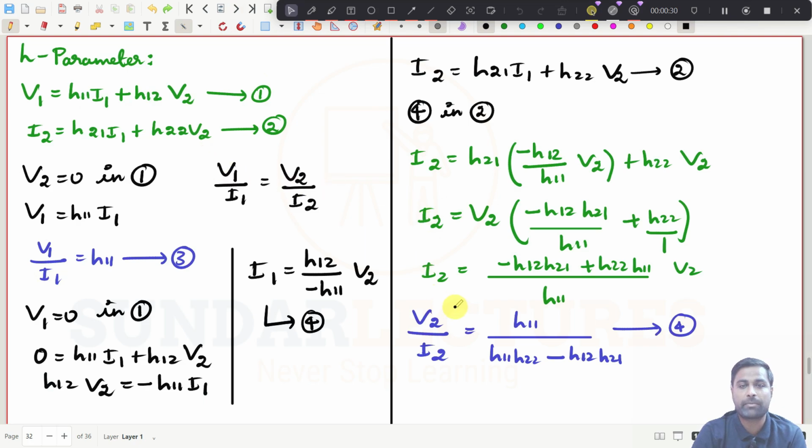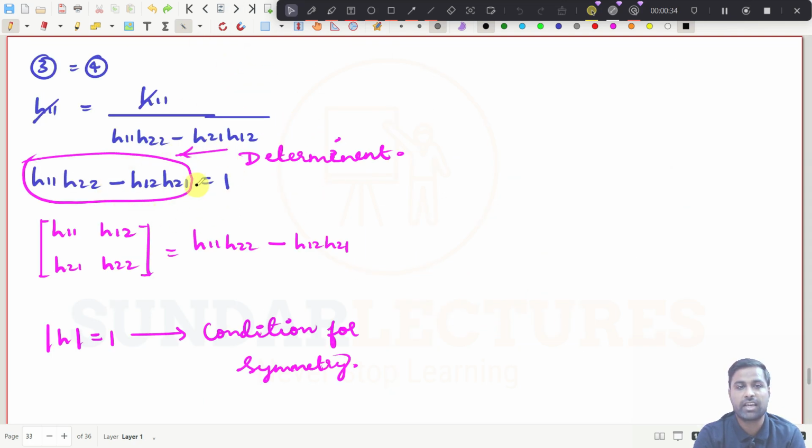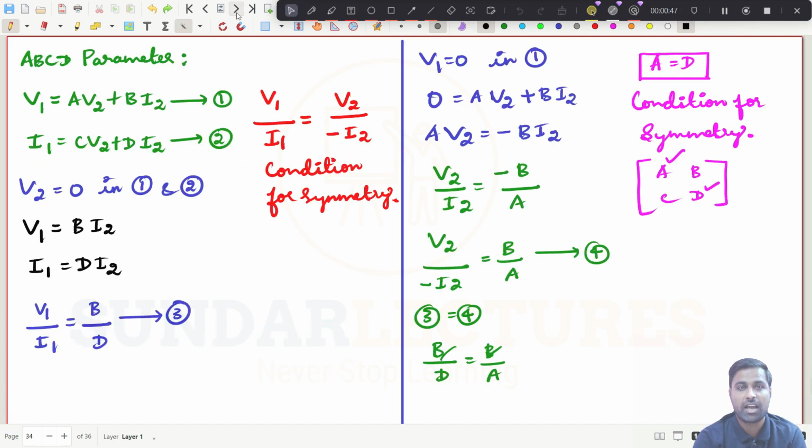And then for the H parameter, it will be the determinant of the matrix, that is what we have seen. See here, the determinant of the H matrix, if it goes to 1, then that will be the condition for symmetry. Then we can conclude that the two-port network is in symmetry condition. And also we have gone for the ABCD parameter. So what is the condition for the ABCD parameter? It is A is equal to D. If the values of A and D are equal, then we can conclude that the two-port network is in symmetry condition.